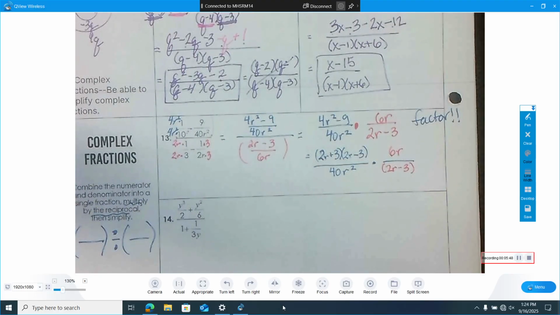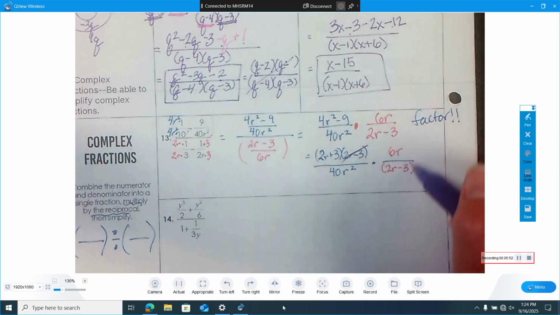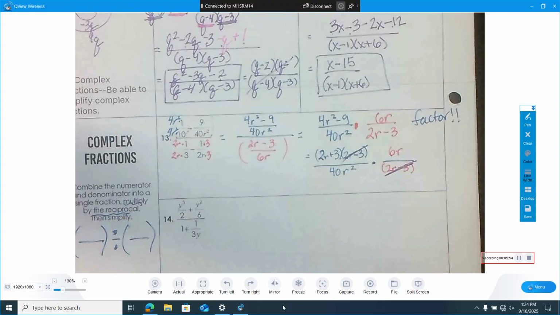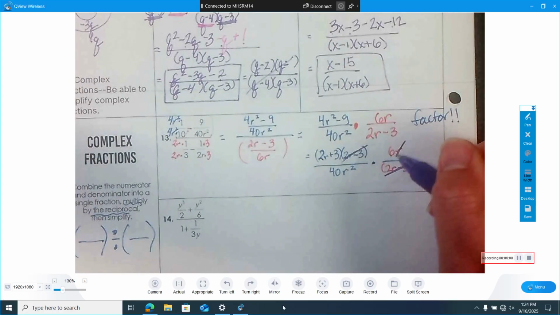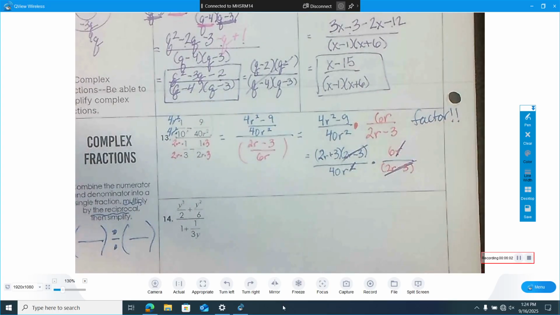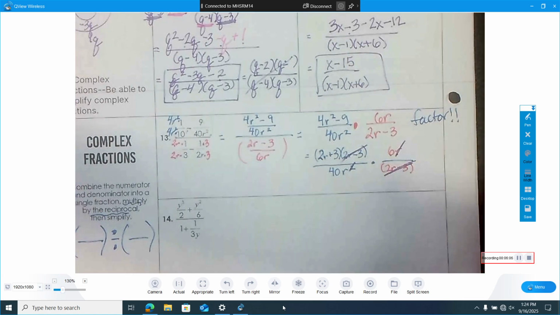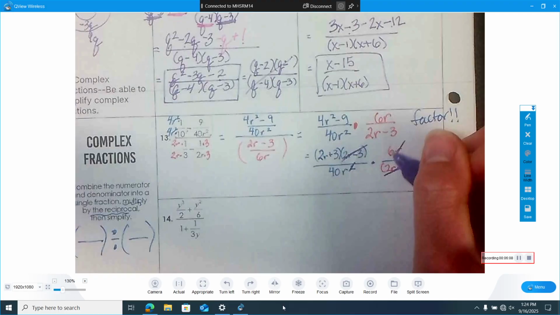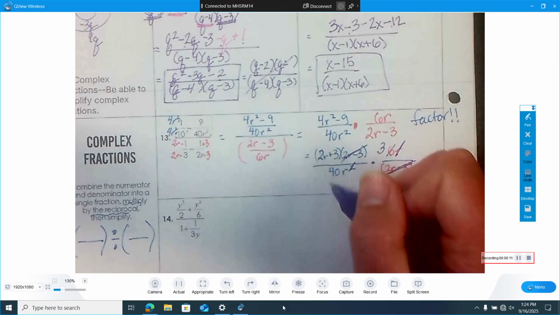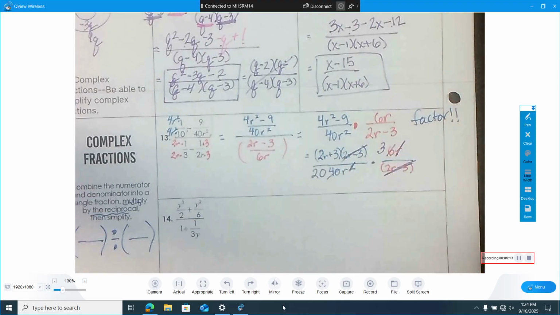What cancels? 2r minus 3, top and bottom, reduces. What else reduces? 6r and 40r. Yeah, so I have an r on top and an r on bottom that I can reduce, but also 6 and 40 reduce. I can divide both of those by 2. 6 divided by 2 is 3. 40 divided by 2 is 20.